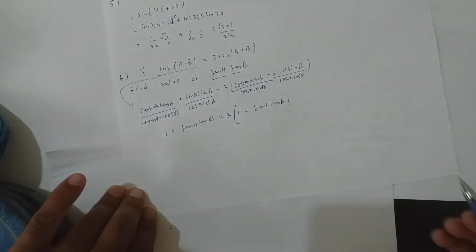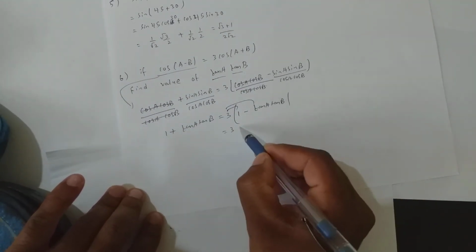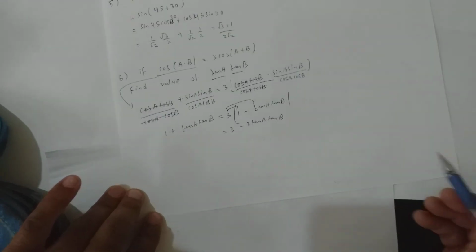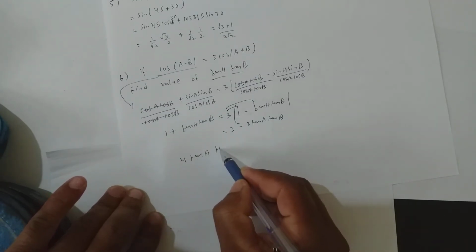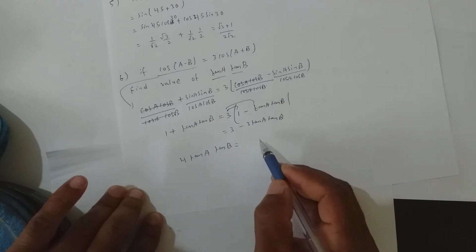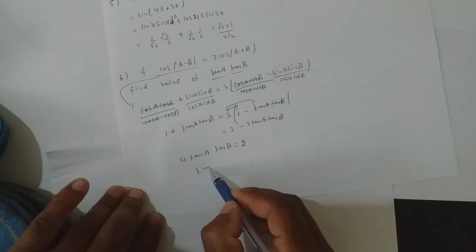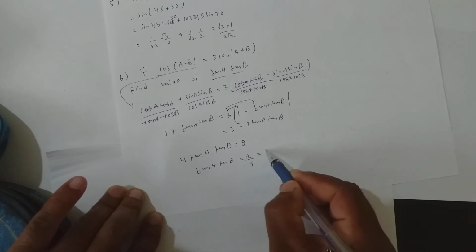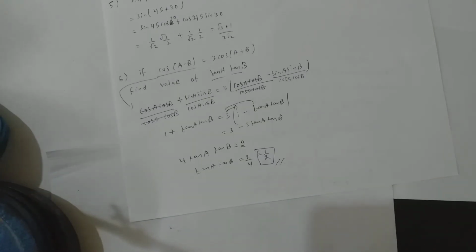You want tan A tan B, so make tan A tan B the subject. So multiply here, how much does it come? 3 minus 3 tan A tan B. All tan A tan B terms on one side. So it becomes 4 tan A tan B equal to, sending 1 to the other side, 3 minus 1, which is 2. So finally we get tan A tan B, sending 4 to the other side, 2 by 4, which is half. Our sum is done. Am I clear?